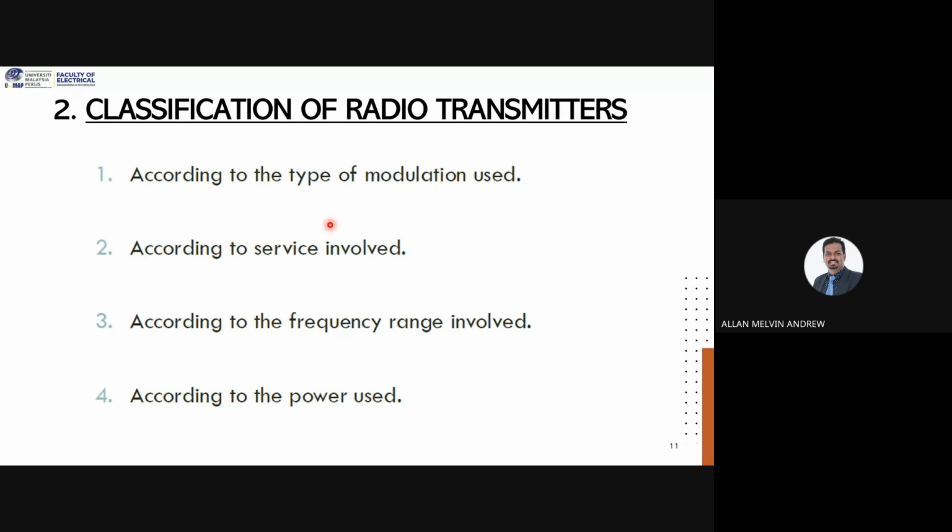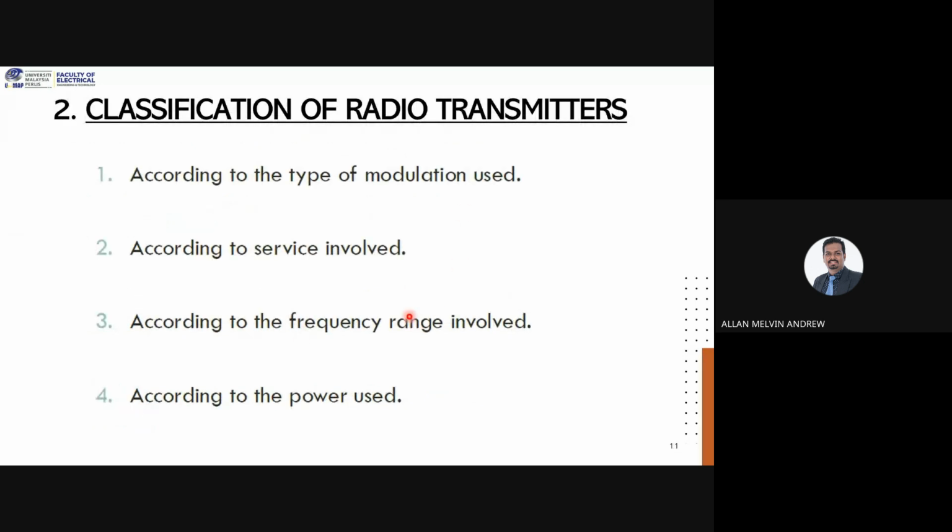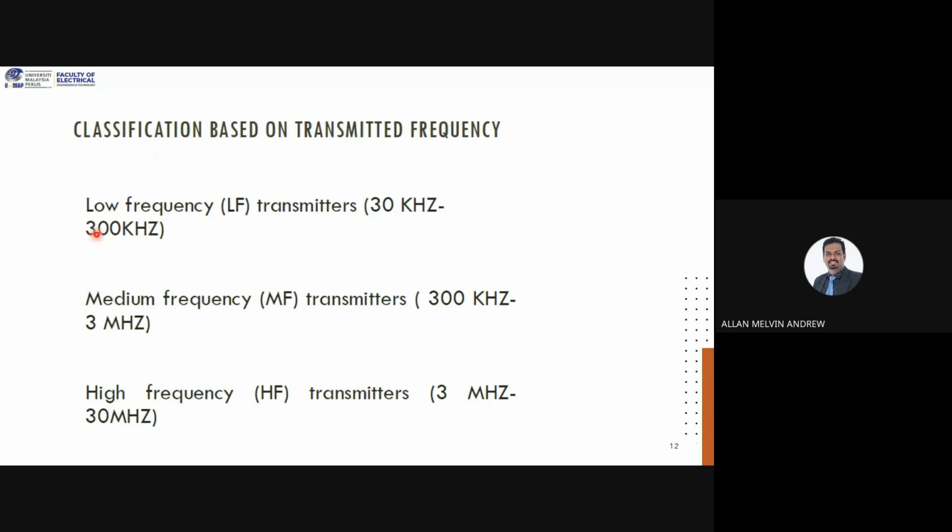Okay, so these are the four types of classification of radio transmitters. Classification based on the transmitted frequency, the third part earlier, the frequency range. So we have low frequency transmitters, or LF, which operate between 30 kilohertz to 300 kilohertz. Then we have medium frequency, MF, transmitters, between 300 kilohertz to 3 megahertz.